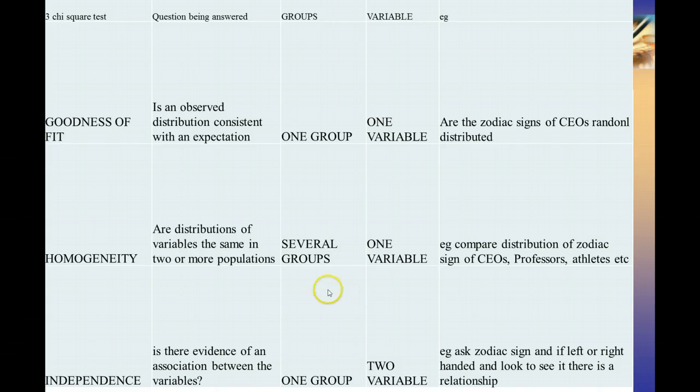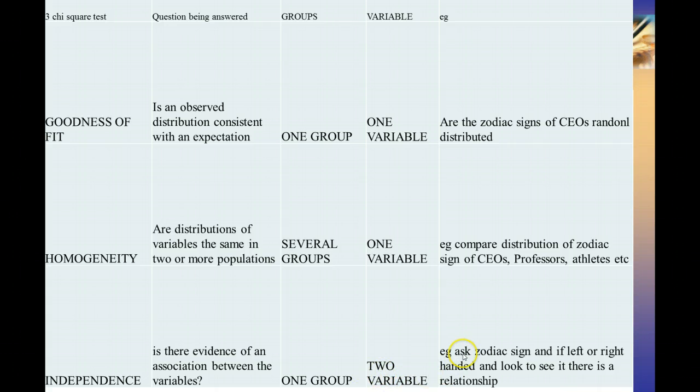Alright? So the important thing for homogeneity, it has to be two or more groups and it has to be only one variable. Now independence, the question that is being answered is: is there evidence of an association between the variables? Now there's one group, two variables, and you want to see if there is association of the two variables.